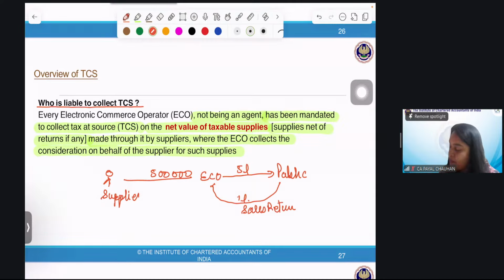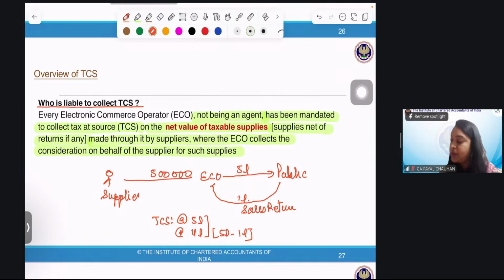Now tell me, TCS will be applicable at what value? 5 lakh or 4 lakh? Read the paragraph and tell me the answer. The TCS will be applicable on which value? 1 lakh or 4 lakh? Perfect, 4 lakh. It will be applicable on 4 lakh. Now read it again. Now you understand the whole concept behind it.